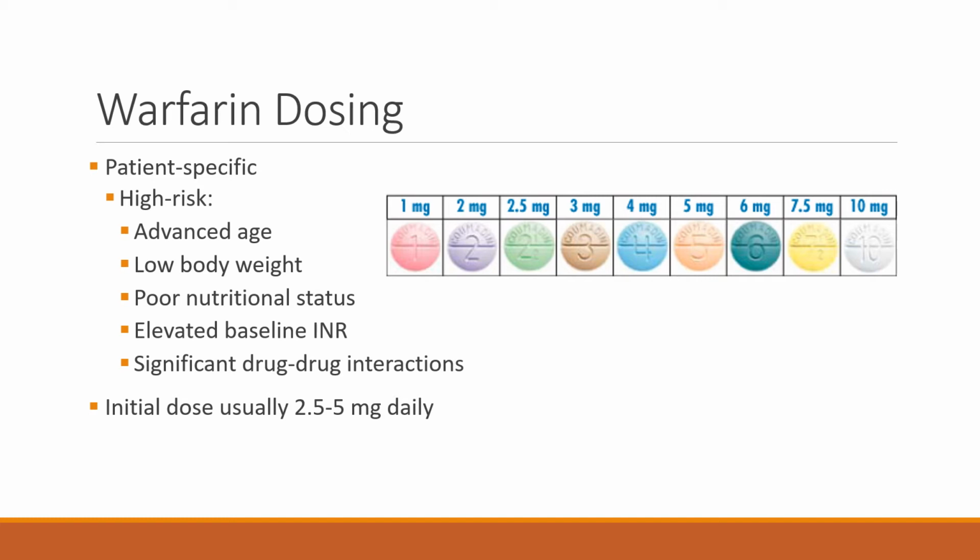The initial dose is usually 2.5 to 10 milligrams on their first day or first few days. There are some recommendations about using specific lower doses in patients that are smaller or more elderly, and sometimes needing those larger doses if you're not seeing a response. But if you do have a pharmacy resource, this is another great place where we can help with initiating or changing doses.